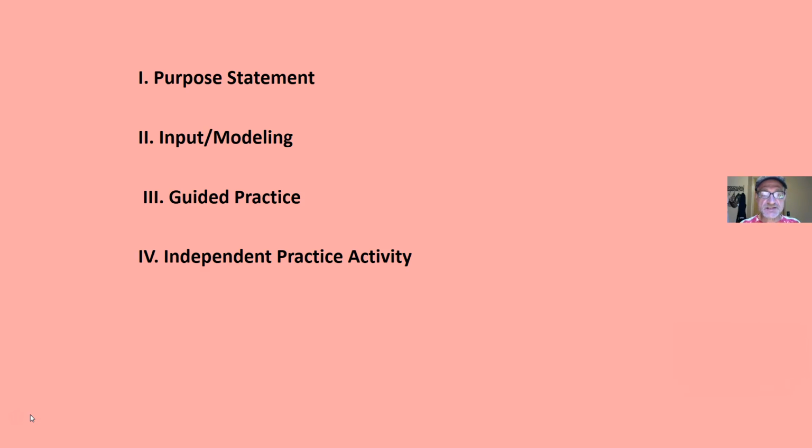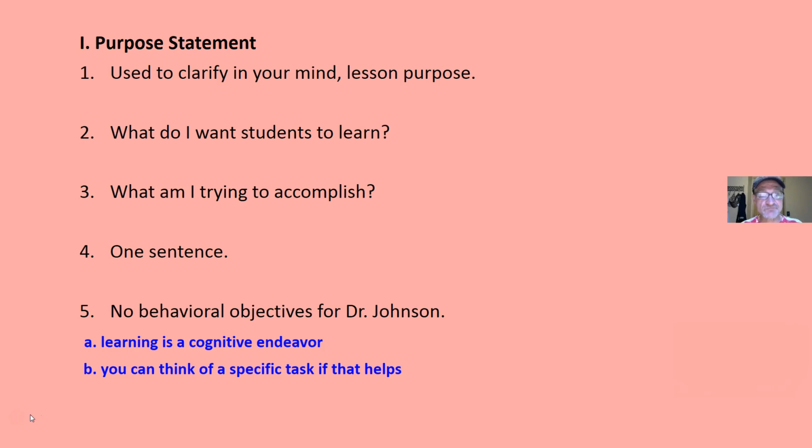Remember, the skills lesson plan is comprised of 4 parts: the purpose statement, what the lesson is for; the input and modeling, exactly what students need to know; guided practice, you do it together; and then independent practice, or an activity where they're practicing what they have learned.